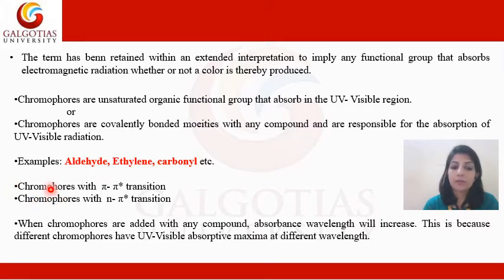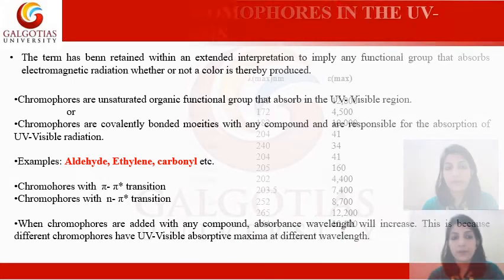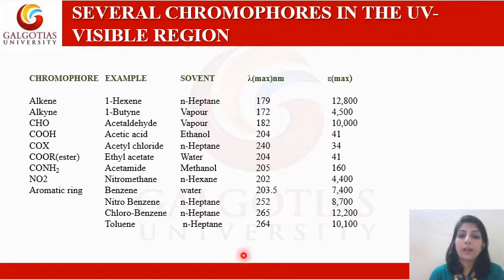So we have chromophores with pi to pi star transition and chromophores with n to pi star transition. When you add a chromophore to any compound, the absorbance wavelength of that compound will increase, and different chromophores will show different effects over different wavelengths. So here are certain examples of chromophores which are present in your visible region.